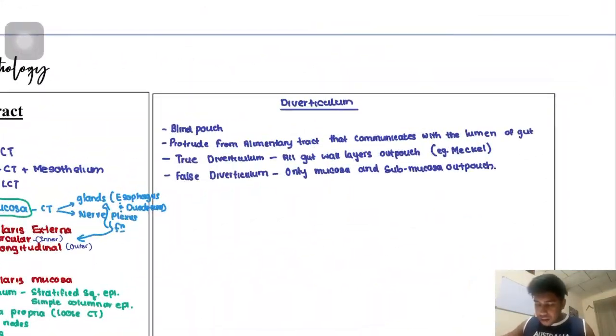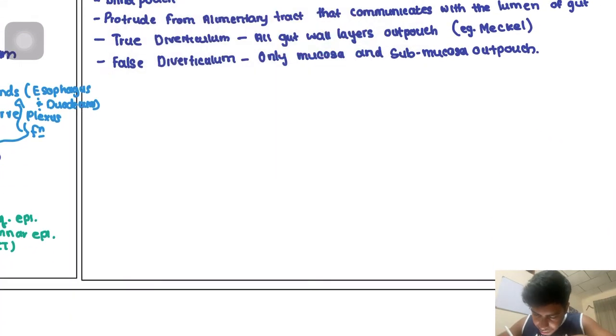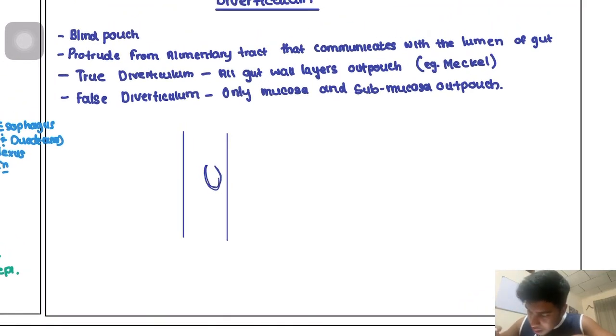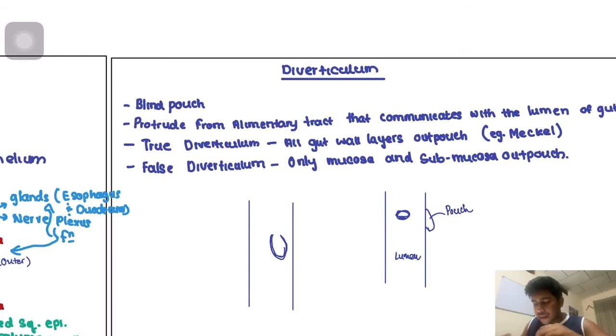Next, I want to talk about a small condition. It's called a diverticulum. Okay. So what's a diverticulum? It's a blind pouch. So we take the wall, and it's a blind pouch that protrudes from the alimentary tract but communicates with the lumen of the gut. So if you look from inside, you will see a communication. Here's the pouch, and there's a communication with the lumen. This is the lumen. You have a communication. I just want to tell you this word. Think of this as a word to remember.